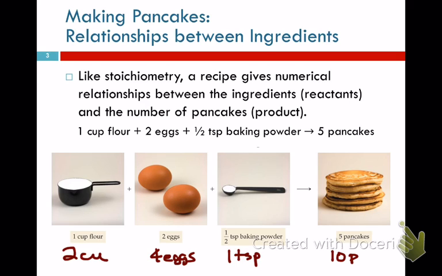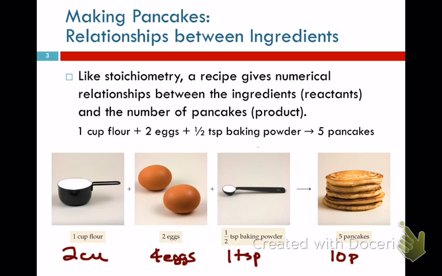But I want to talk about one other thing. I assume that I have enough of everything else here, but let me ask you a question. If I have 4 cups of flour, and I make all those pancakes, how many eggs did I actually use? 8, right? How did you do that? Well, the proportion's still the same. So if I used 4 of these, I would double this. I would have to double that as well.